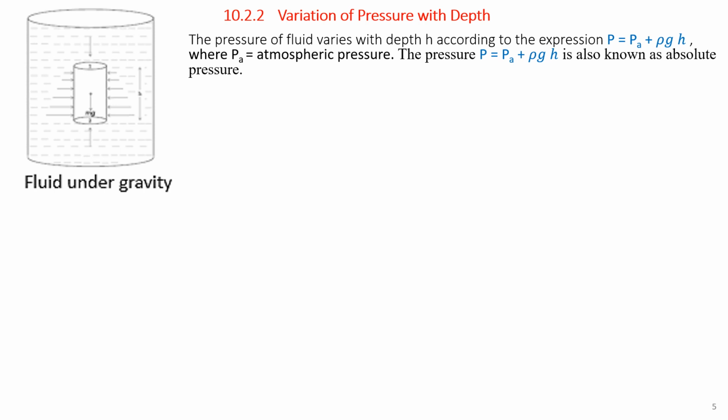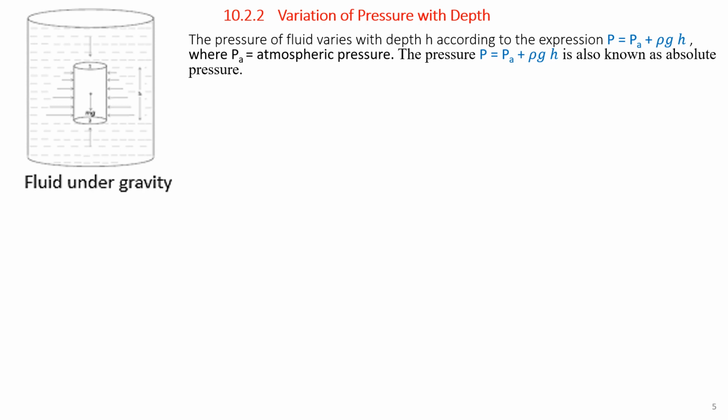Variation of pressure with depth. The pressure of a fluid varies with depth h according to the expression P is equal to Pa plus rho gh, where Pa is the atmospheric pressure, rho is the density of the fluid, g is the acceleration due to gravity, and h is the height. This pressure, P equals Pa plus rho gh, is also known as absolute pressure.